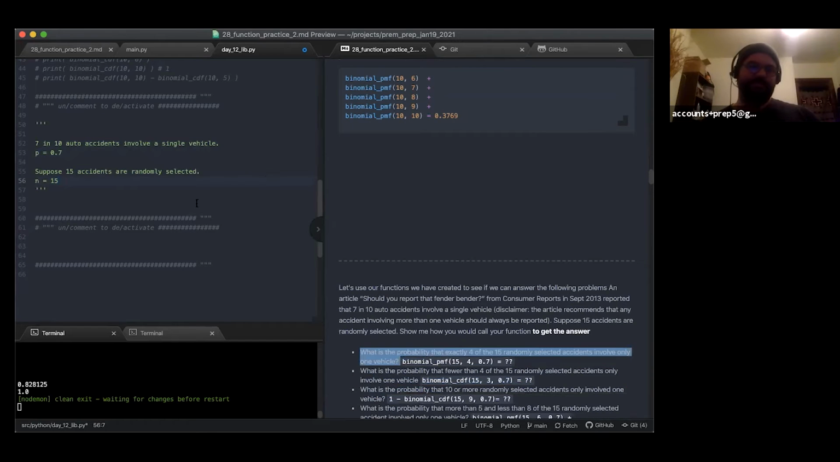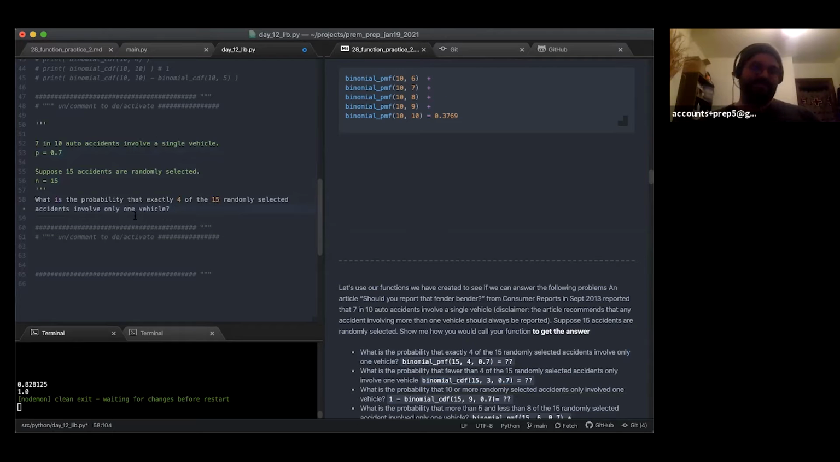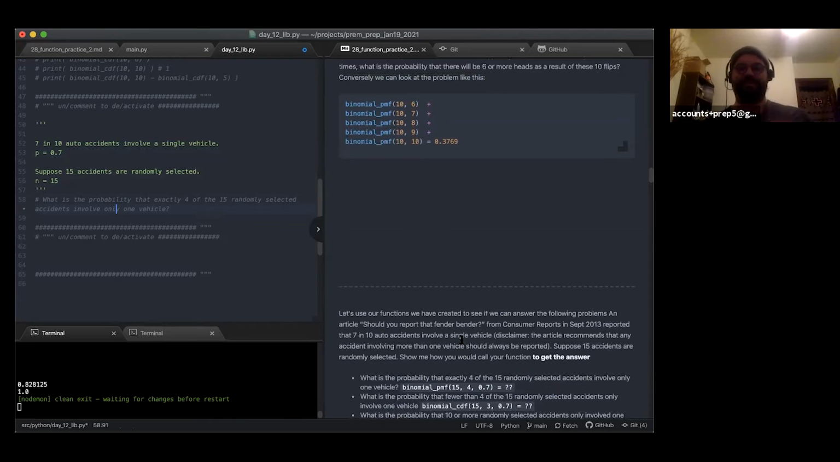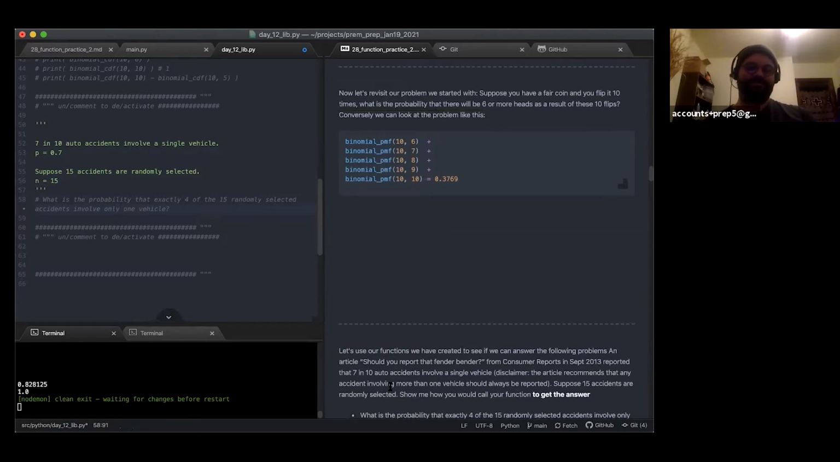Okay, I don't know, the answers are kind of right here, but we'll pretend like they're not there for now. So what is the probability that exactly 4 of the 15 randomly selected accidents involves only one vehicle?